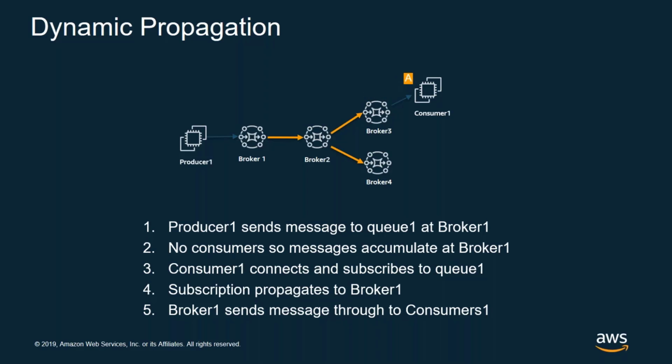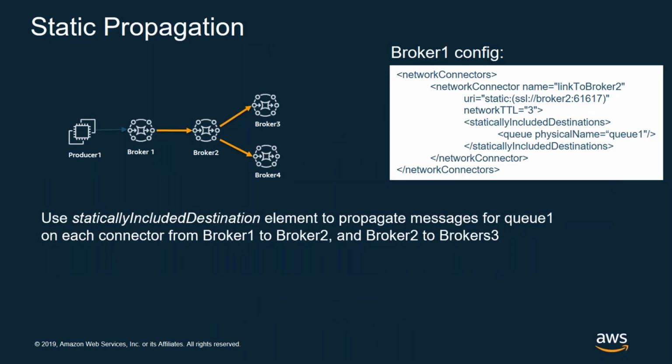Broker 2 knows it needs to send it to broker 3, and it passes it on there, and then the message is delivered to the consumer. The other mechanism for propagating messages is known as static propagation. Here we have a similar network, but we have used the statically included destination sub-element to define that Q1 is a destination at broker 2 and broker 3.